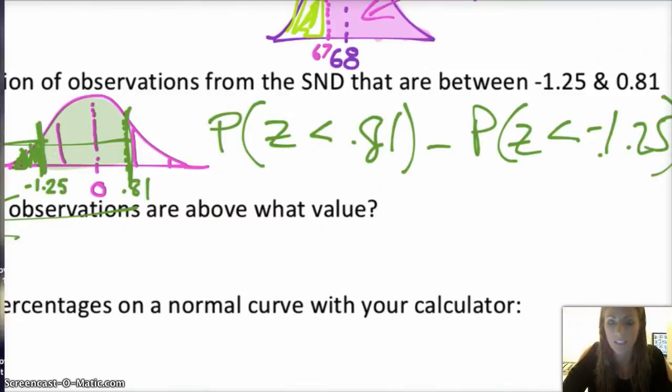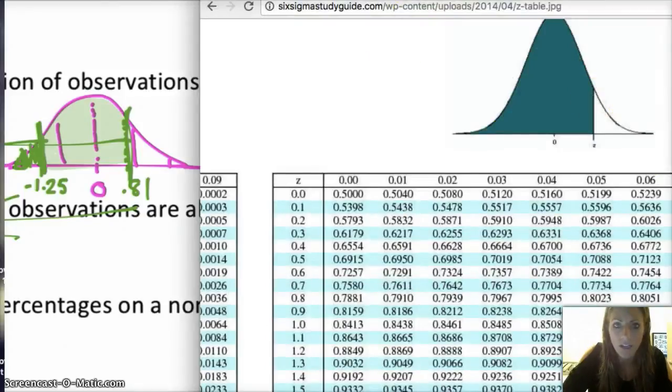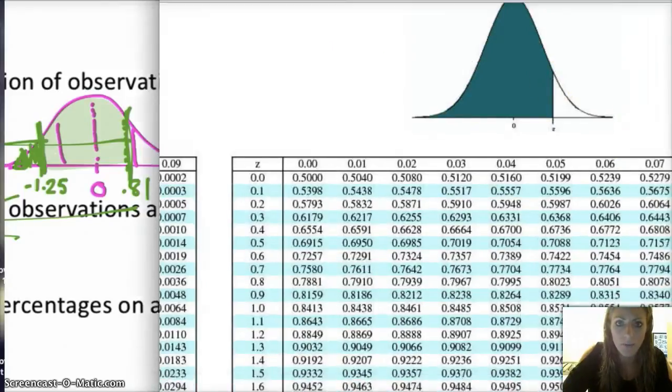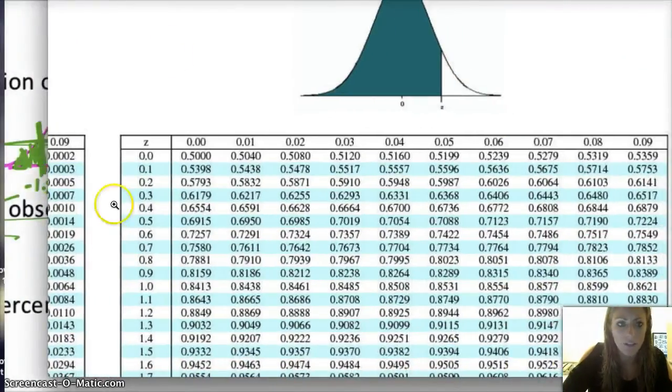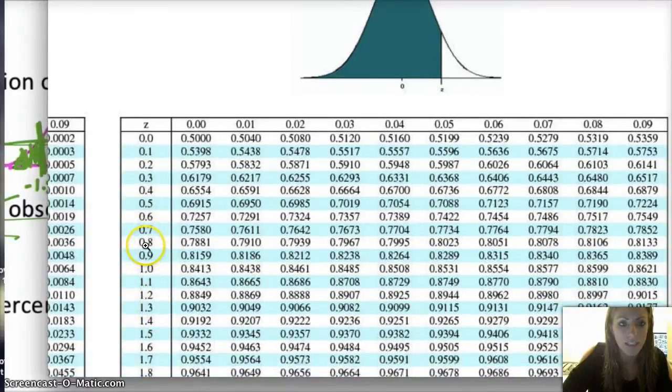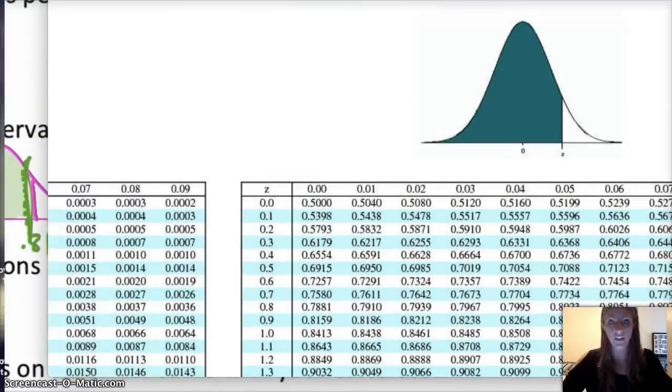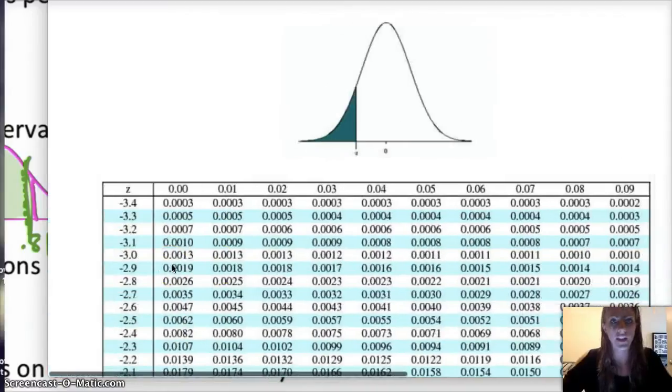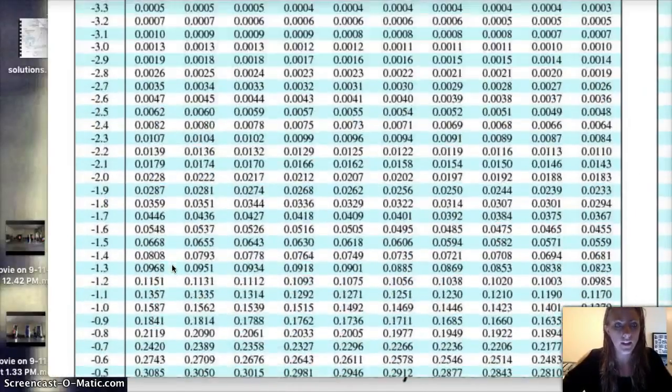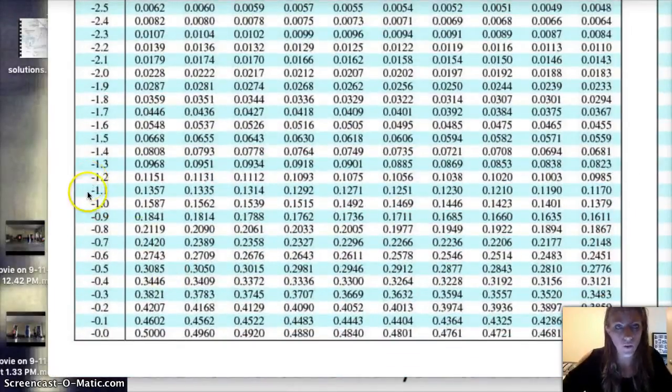The probability that z is less than 0.81, you go over to your z table, you go to 0.8 and then 0.81. So that area is like 0.79. And then for the area below negative 1.25, you've got to go to the negative side of the z table, and then I want to find negative 1.25.